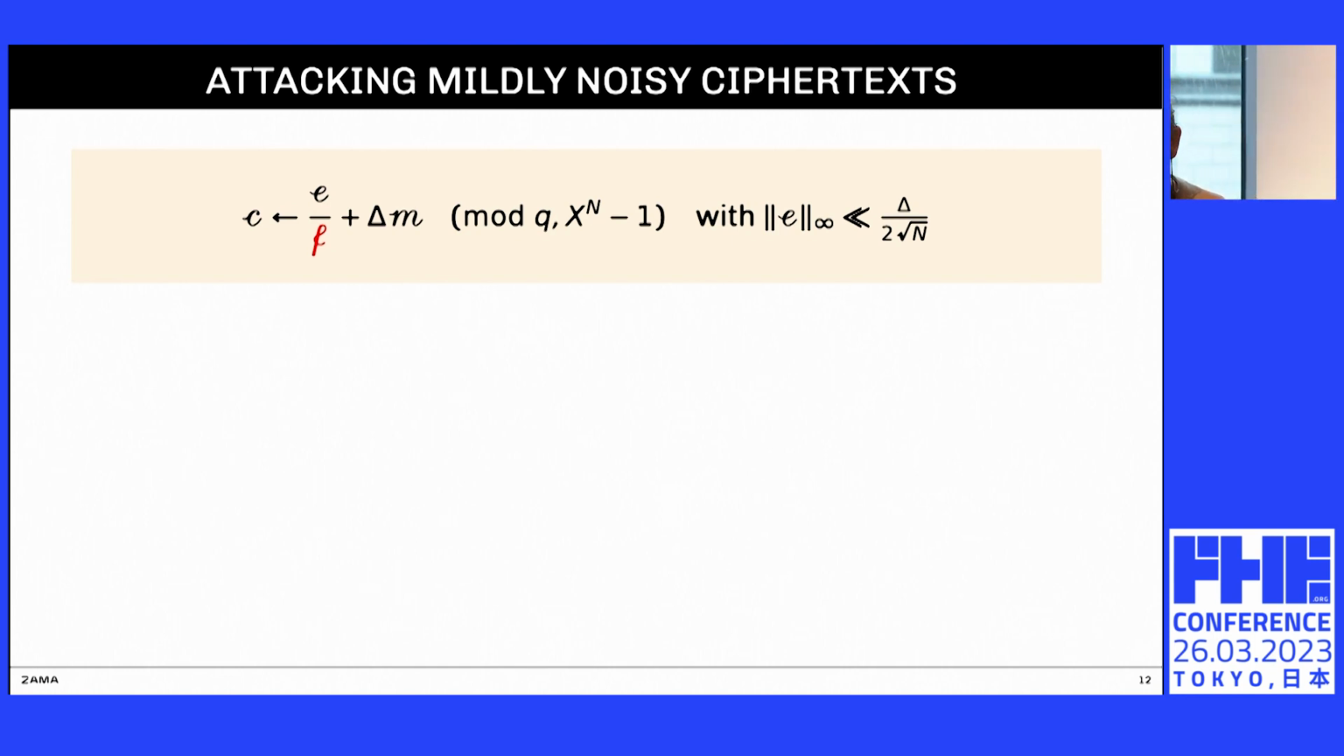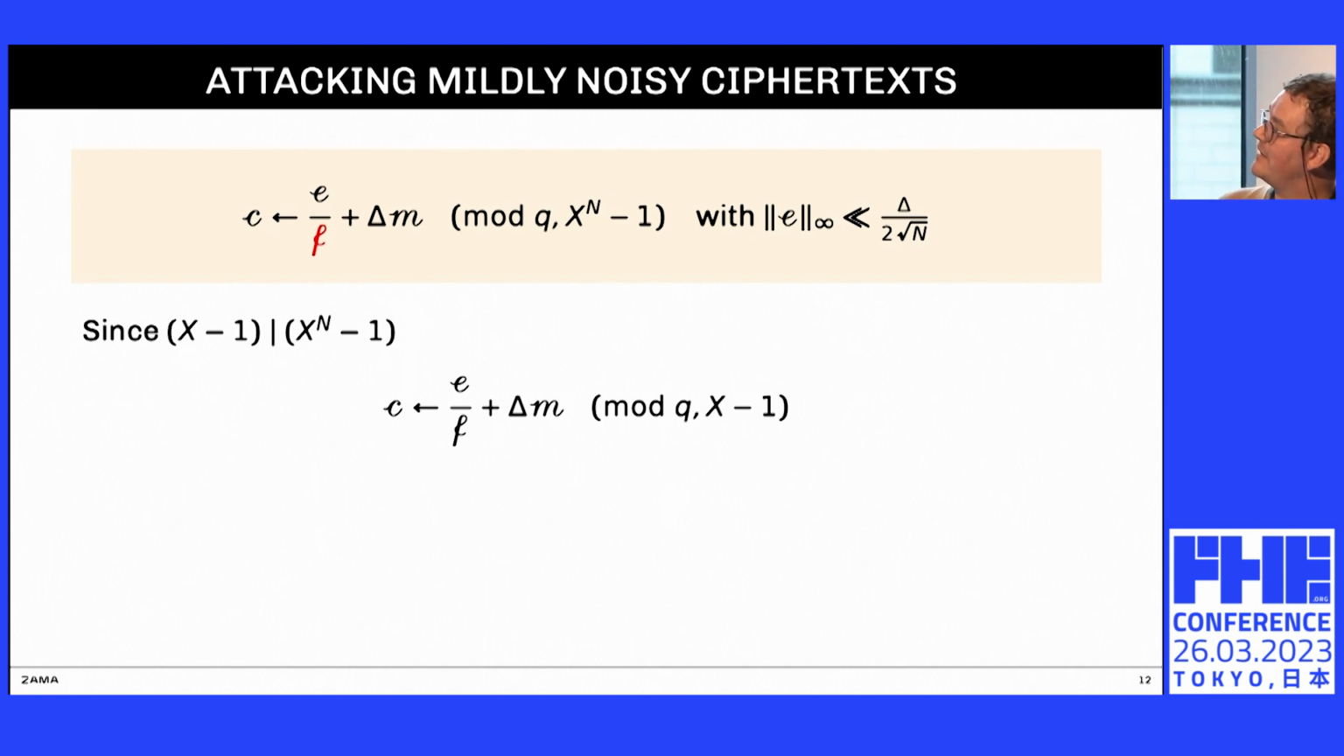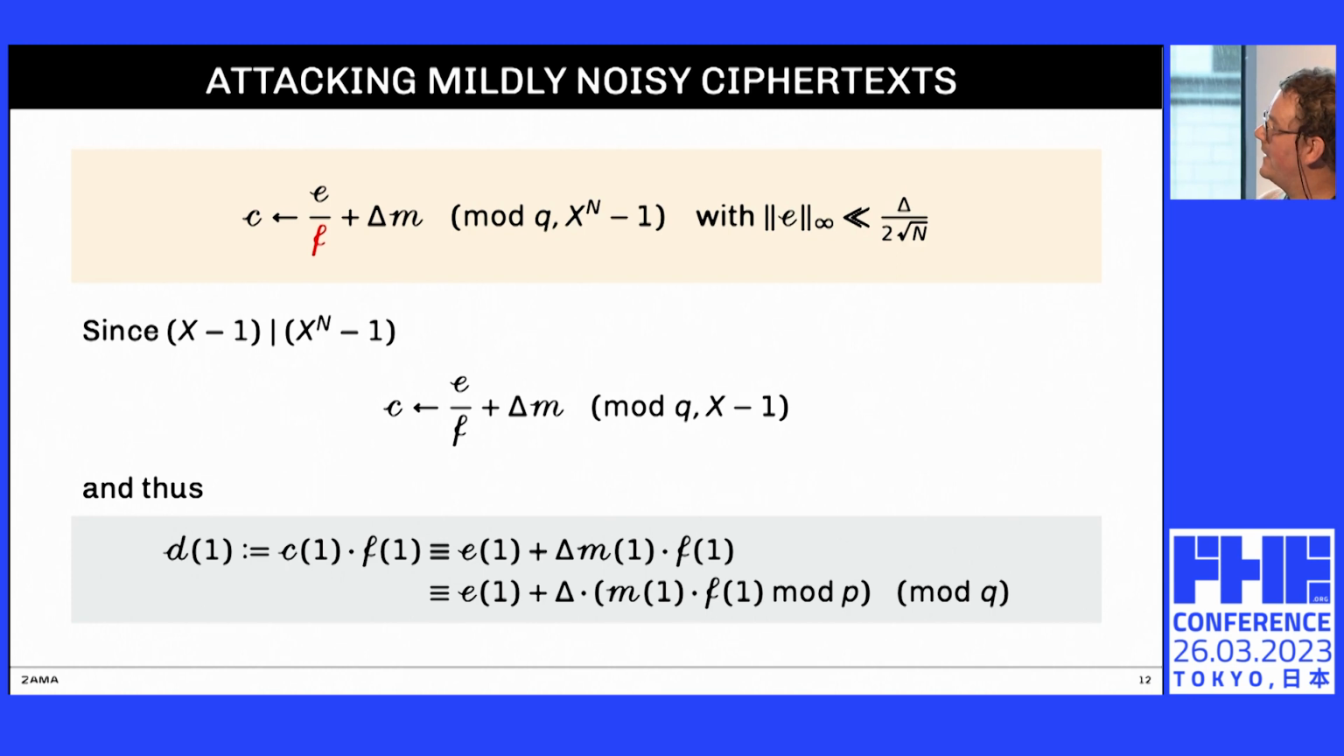So what I can do, of course, because x minus 1 divides x to the n minus 1, I can reduce this relation mod x minus 1. And if you reduce mod x minus 1, that's the same as evaluating at 1. So this is what you get. So I just multiply by f of 1, and this is what you have. Okay? So when you look at that, it looks like an LWE encryption. You see, you have the error, you have the scaling factor, and you have the message here. Okay? So everything here is mod Q.